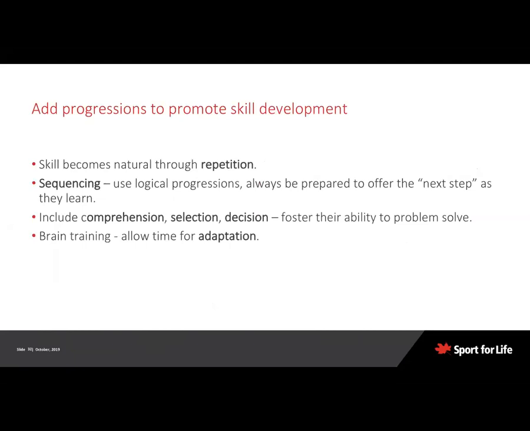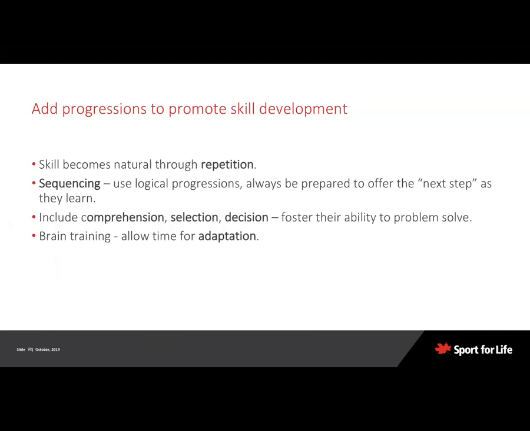We need to add progressions. So skills become natural through repetition, practice. And so really what sport and physical activity become more than anything is movement homework. That's what they are. And doing more repetitions, especially through good, quality instruction and practice that's done intentionally, leads to greater skill levels. We need to be sequencing things together, okay? So we sequence progression to be able to take the next step into what they're doing.